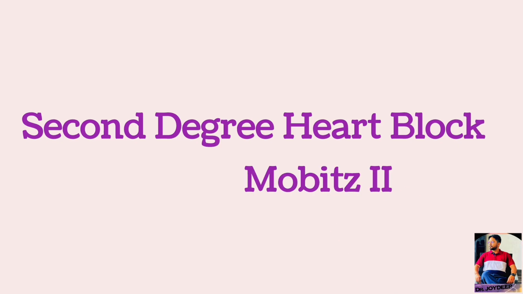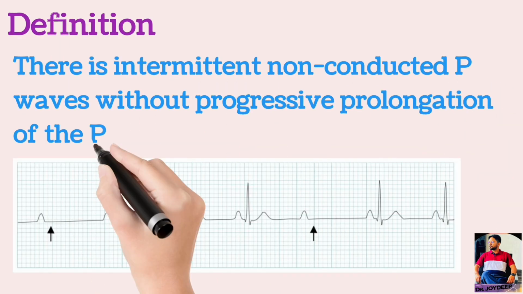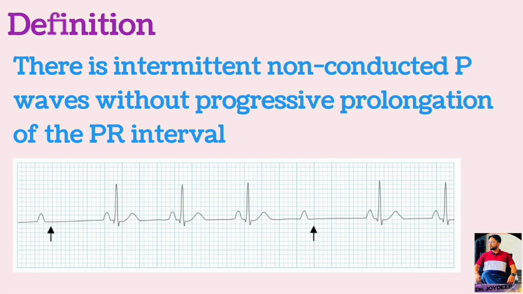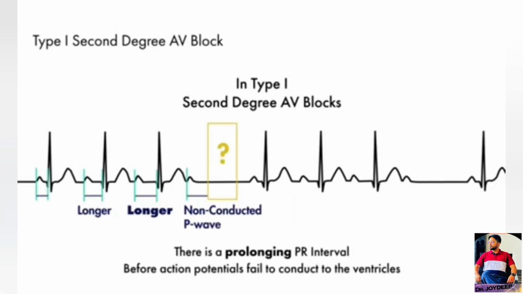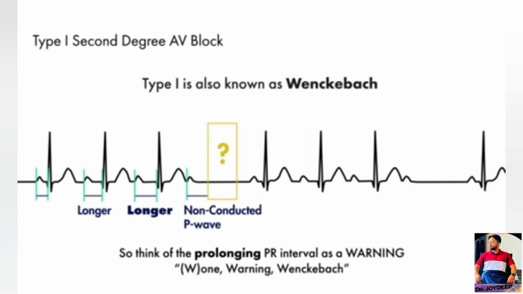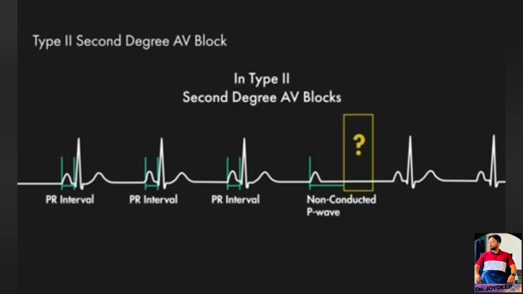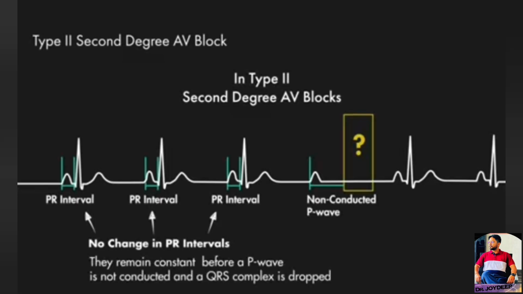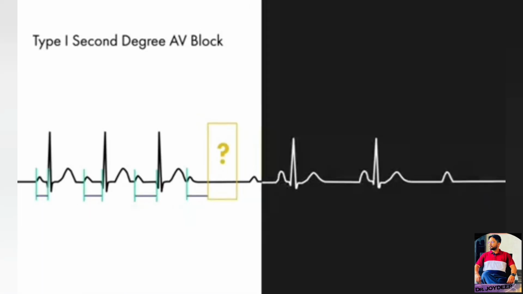Definition of the Mobitz type 2 block, also called the Hay block. This is a form of second degree AV block in which there is an intermittent non-conducted P wave without progressive prolongation of the PR interval. In type 1, there is a progressive increase in the PR interval and then a non-conducted P wave, meaning there is absence of the QRS complex. But in type 2, the PR interval is not progressively prolonged; that means the PR interval remains constant. Instead, there is an intermittent non-conducted P wave.